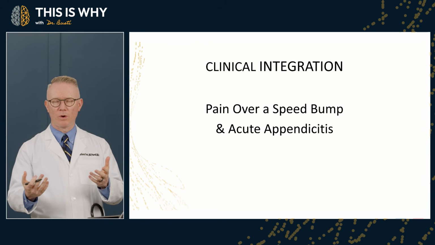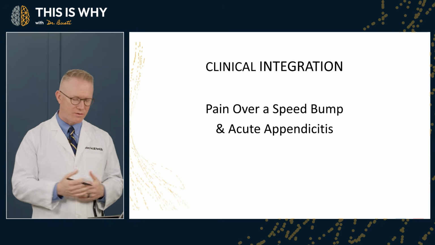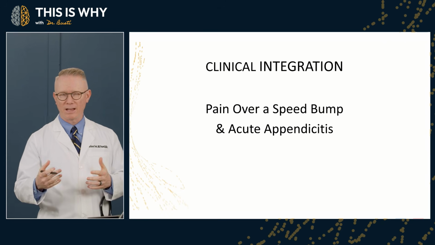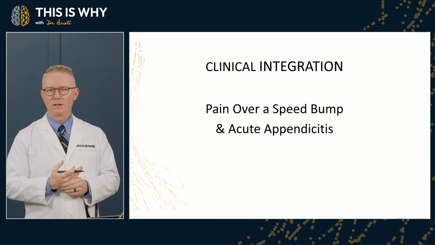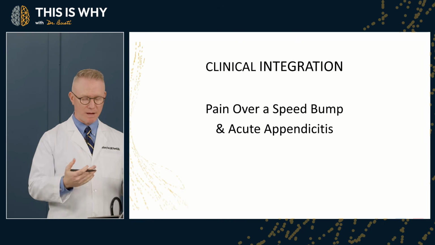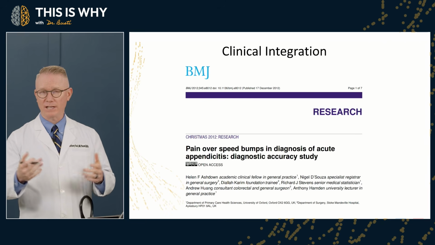So let's take a real-world clinical example that I've used in other lectures to continue the conversation about pain over speed bumps as an indicator, as a test to help rule in or rule out the concerns for appendicitis. Remember, this is a predominantly rule out thing, a test that we ask about.